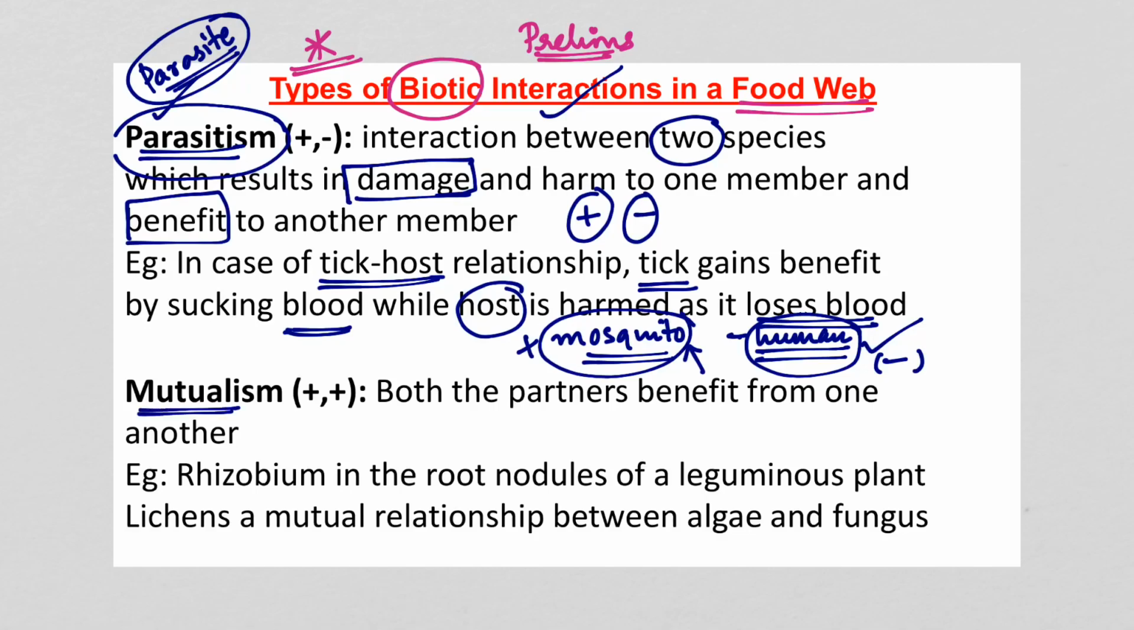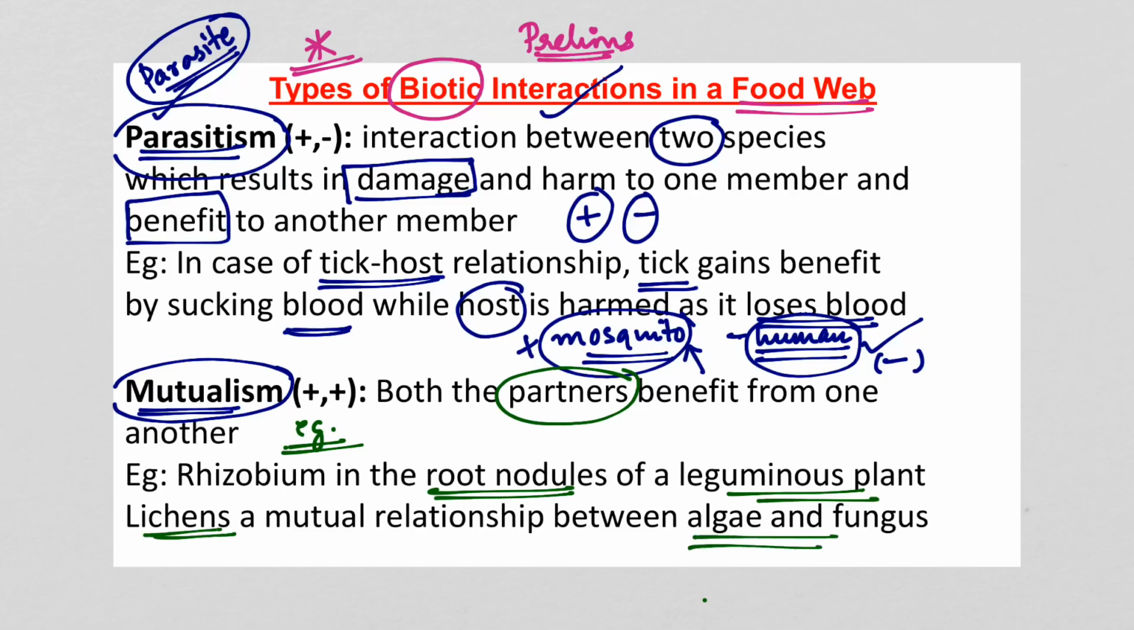Now mutualism. Mutualism means both the species involved in the biotic interaction or relationship are benefited. So here both the partners benefit from one another. An example is rhizobium in the root nodules of leguminous plants. And another one is lichens, a mutual relationship between algae and fungus.